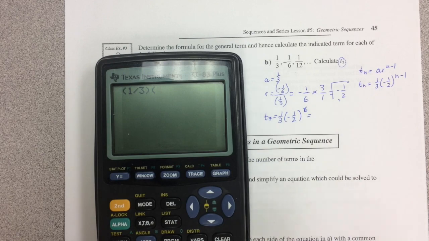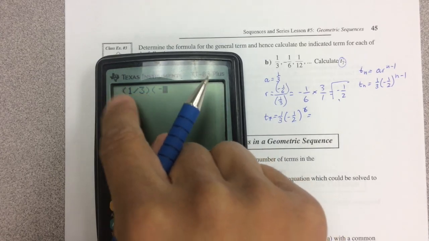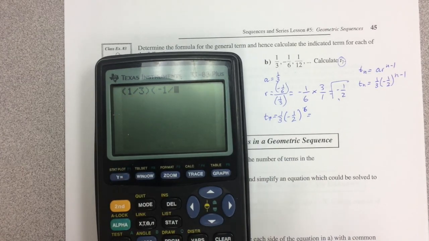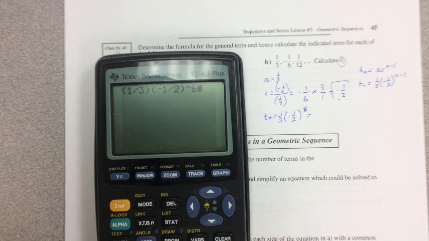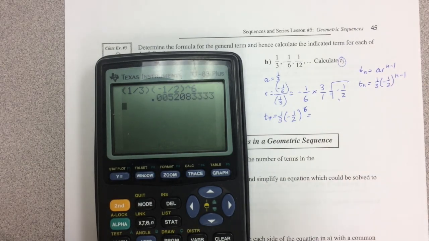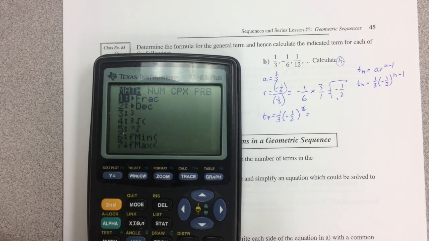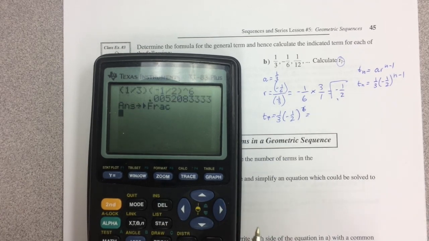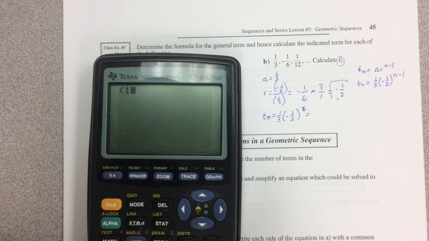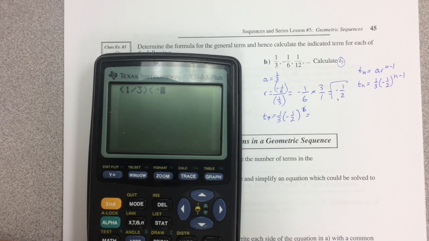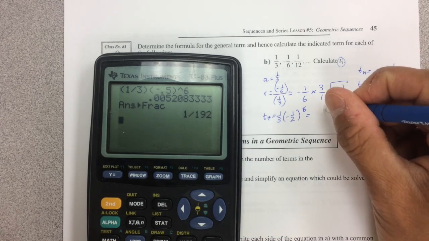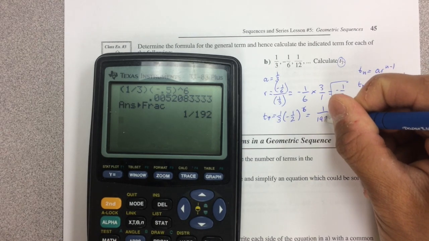1 over 3. When you're using fractions like this, I recommend using brackets just so you don't have anything lost in your calculation. And something nice with these calculators is they'll convert to fractions for us. So again, 1 divided by 3 times negative 0.5 or 1/2 to the power of 6. And I can convert to fraction just like that. So I have 1 over 192.